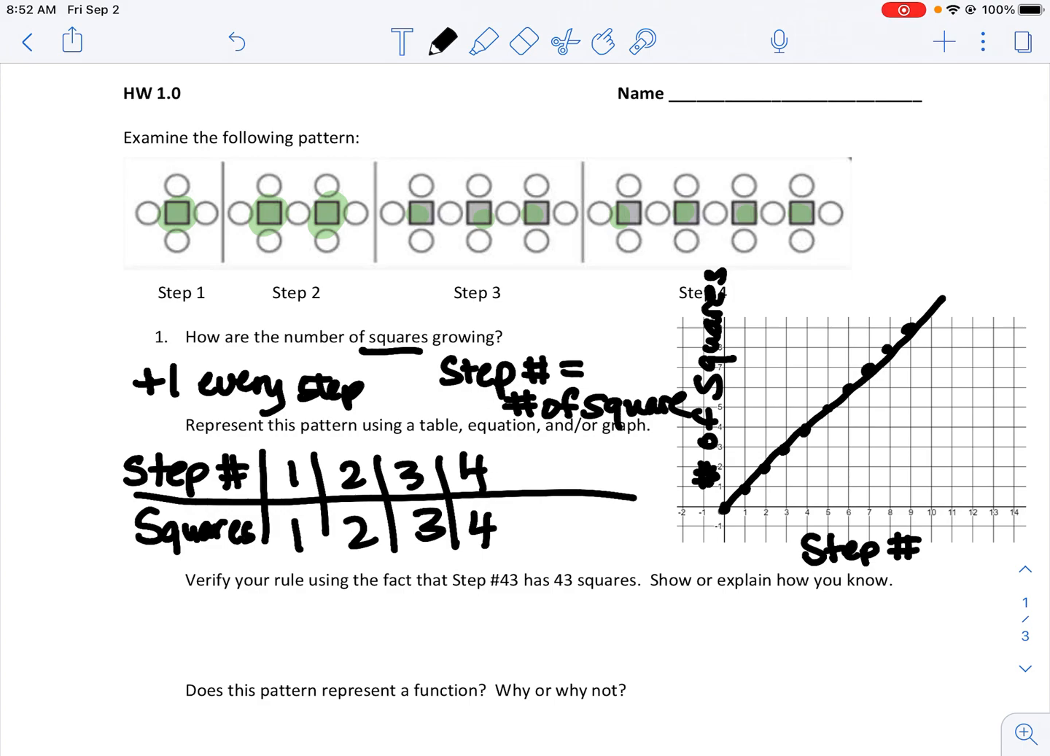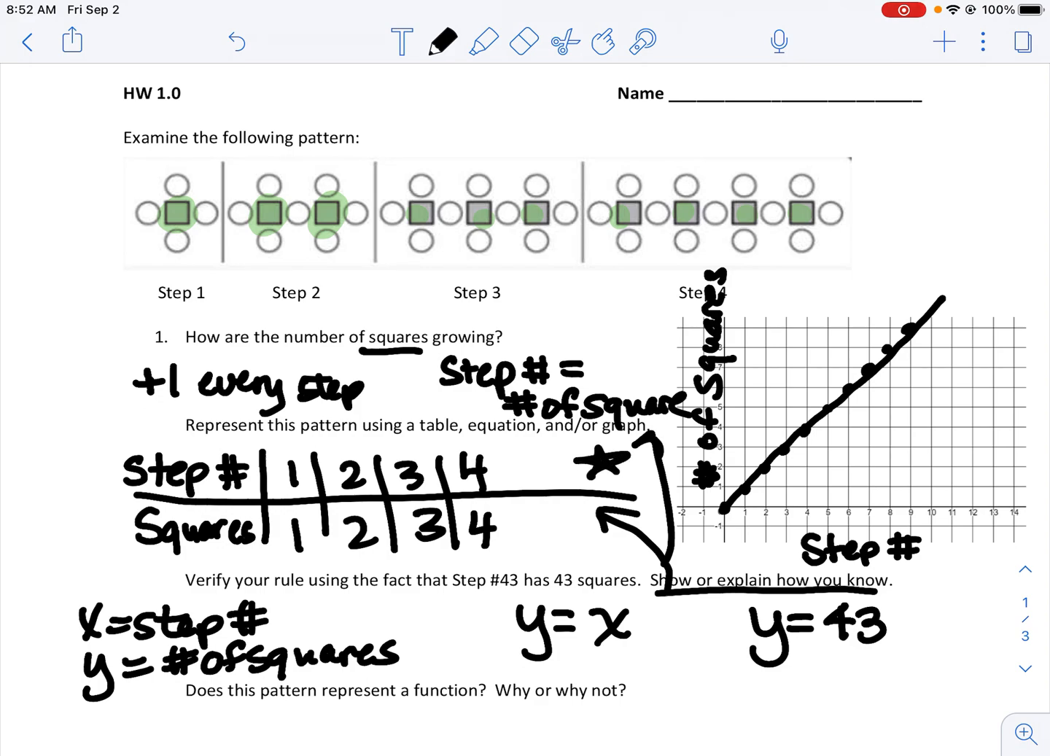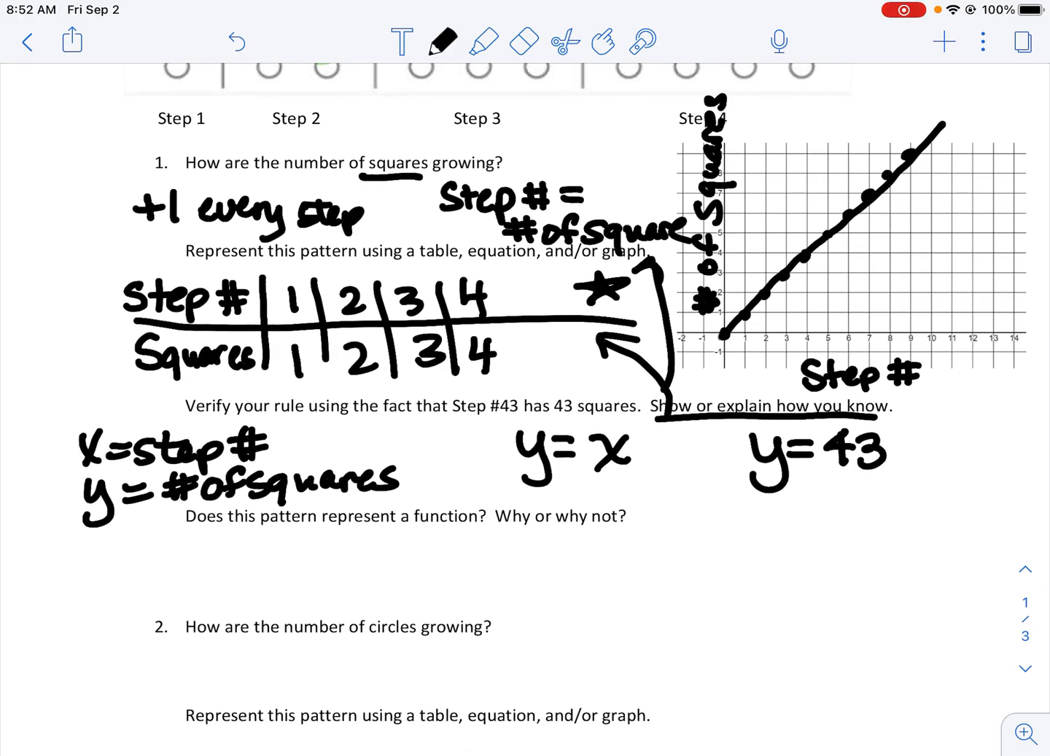Okay. So if I think about x as being my step number and y as being my number of squares, the equation for this would be that the number of squares, y, is equal to the step number x. So that would be a good equation to use, and I might say that y equals, if I plug in step 43, 43. And your reasoning could just be, based on this here, that you observe that the step number equals the number of squares.